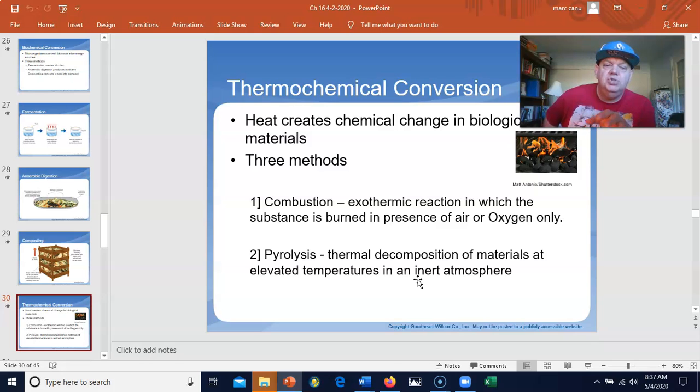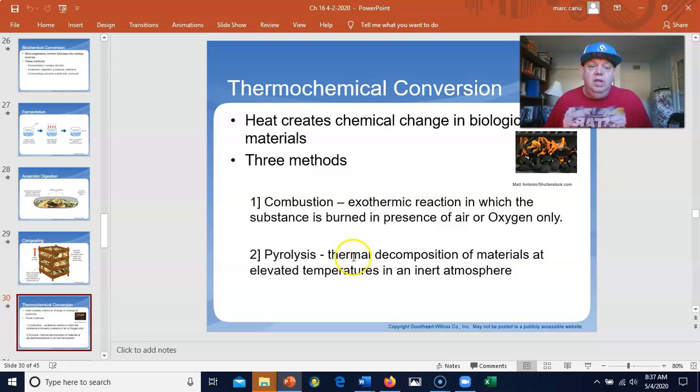pyrolysis. In combustion, you should be thinking fire. Okay, that would be an example of combustion. It's an exothermic reaction, so heat's being released, okay, in which the substance is burned in the presence of air or oxygen only. So that's one example of a thermochemical conversion.